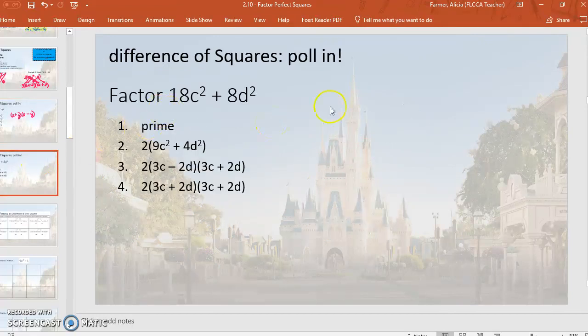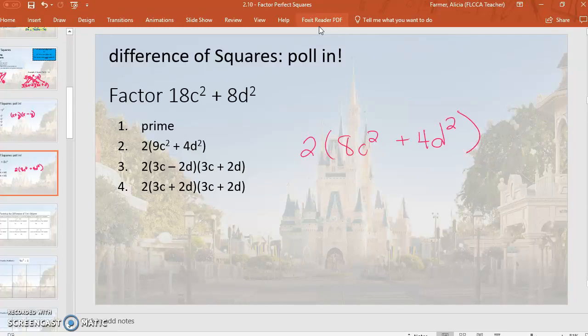This is another example. So when you look at this, the first thing you ask yourself is, does it have a GCF? It does. We can take out 2, and this turns into 8c squared plus 4d squared.